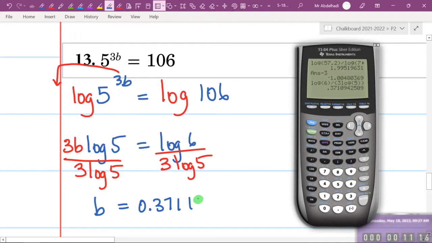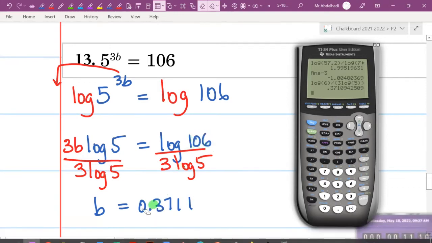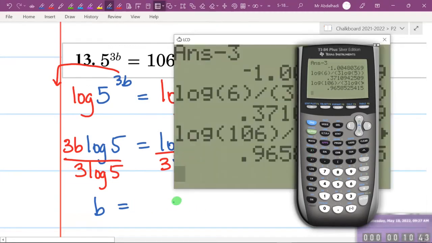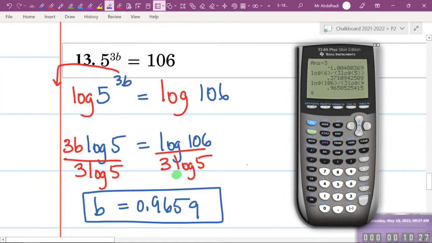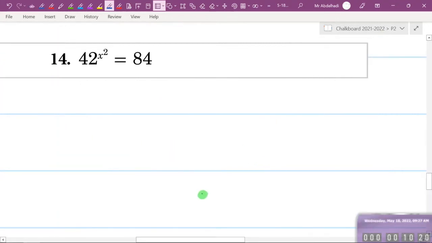Oh, where did I get 6 from? Log of 106. Hello. So I need to go back and fix that. Okay. 0.965. Okay, number 14.